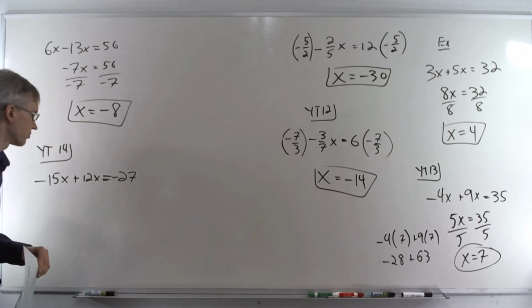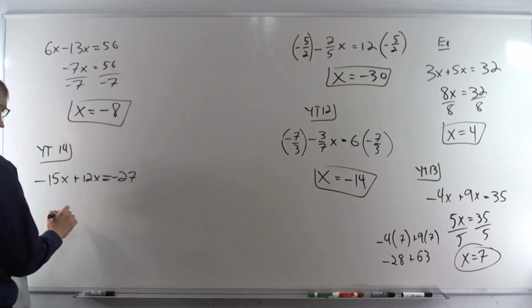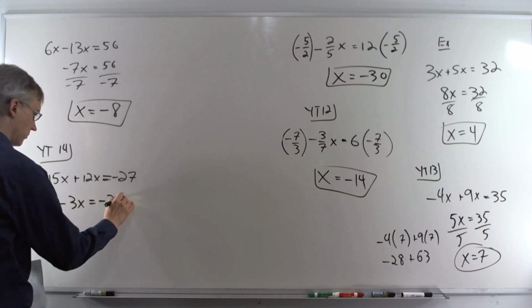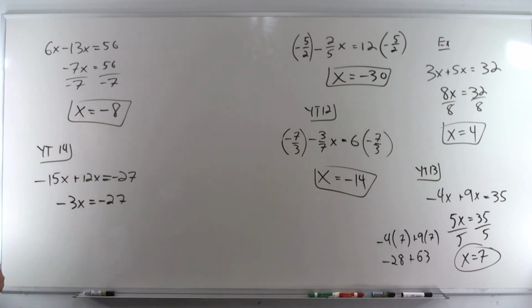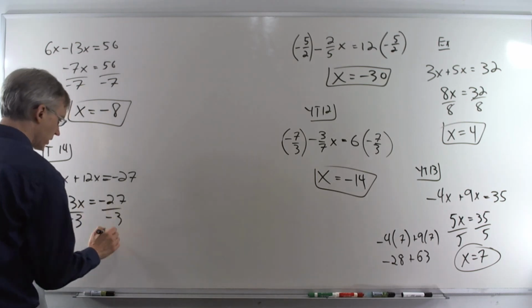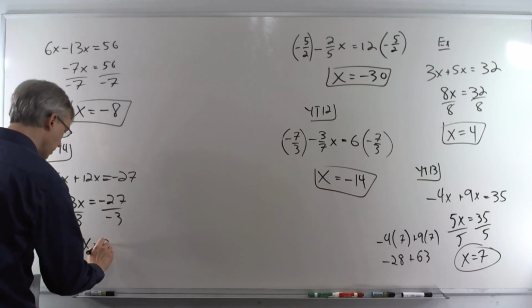Negative 15x plus 12x equals negative 27. So we'll combine these two. Get negative 3x on the left. We'll divide by negative 3. Now we've got a negative divided by negative. That'll be positive, so x equals 9.